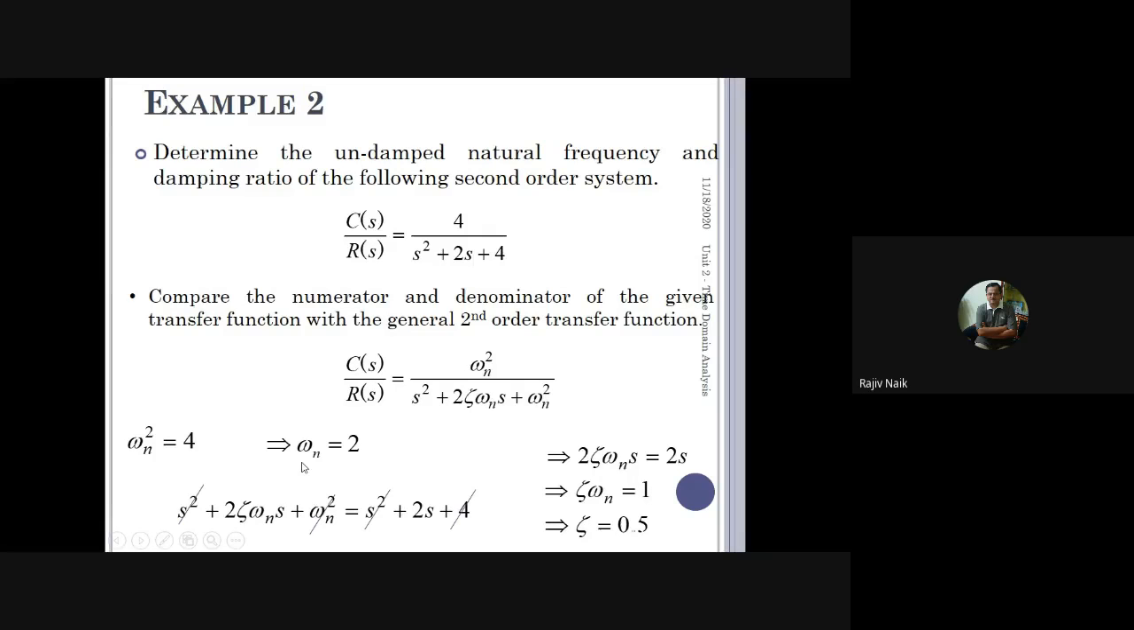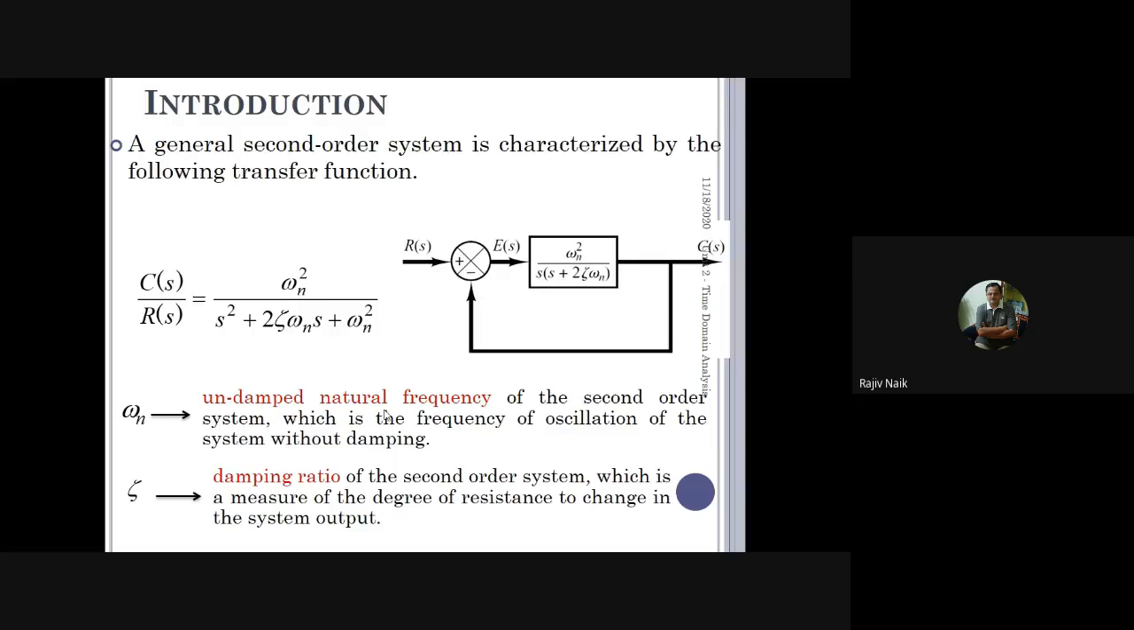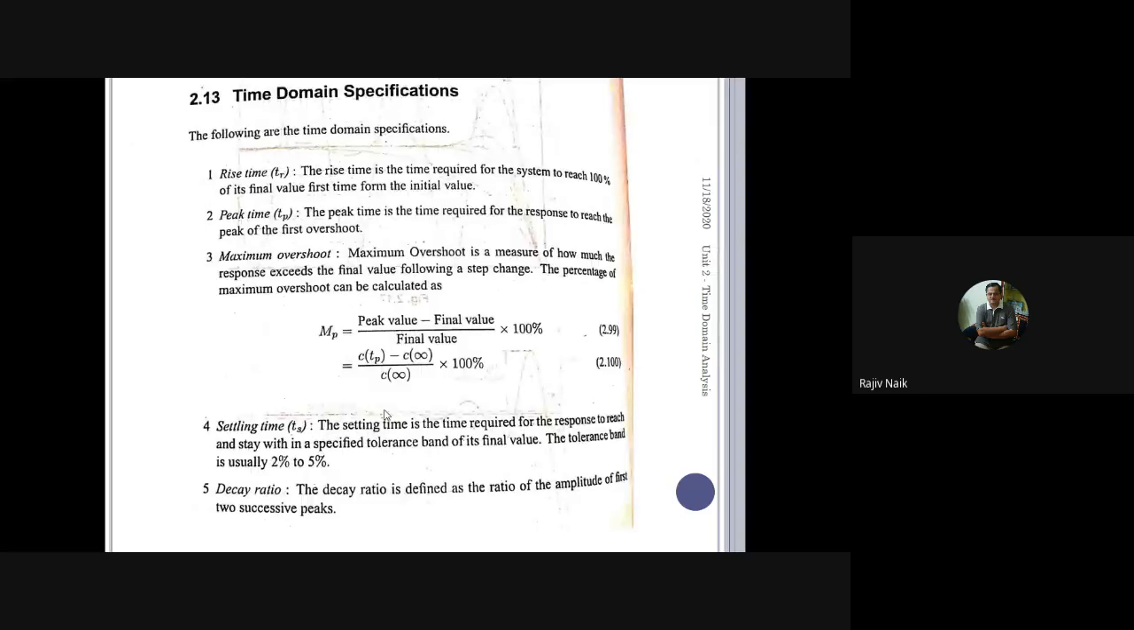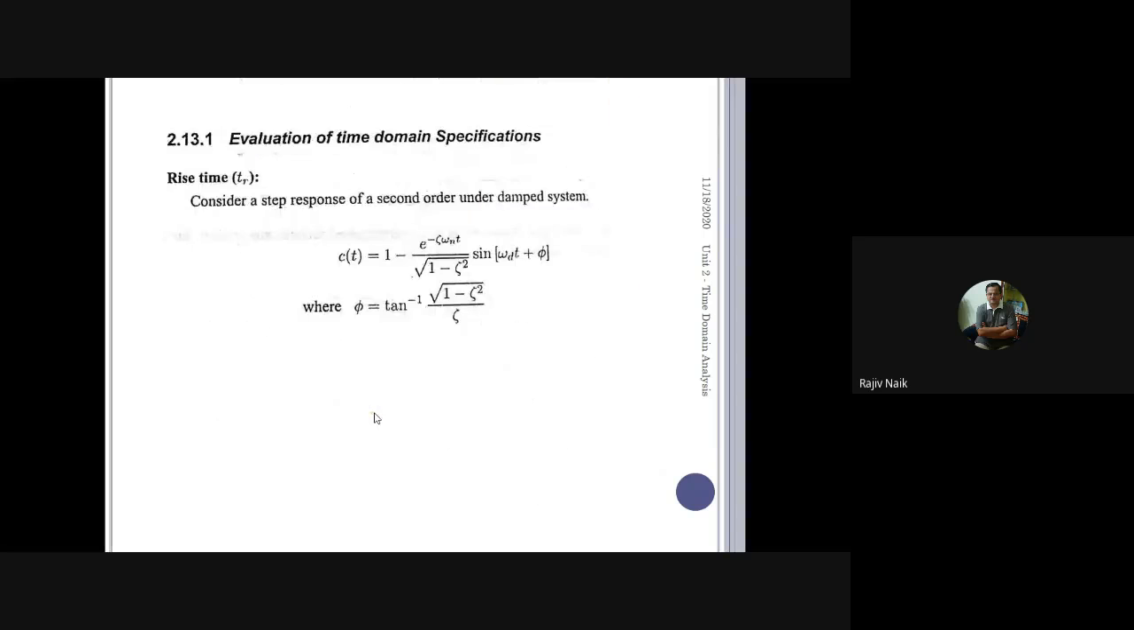Now you know the zeta value, that is 0.5, and you know the omega n value, that is 2. So you go on substituting these values in the rise time and peak overshoot equations. See here, we can go back. Here you can see rise time. This is the rise time equation. What is rise time? TR is pi minus phi divided by omega n into root of 1 minus zeta square.